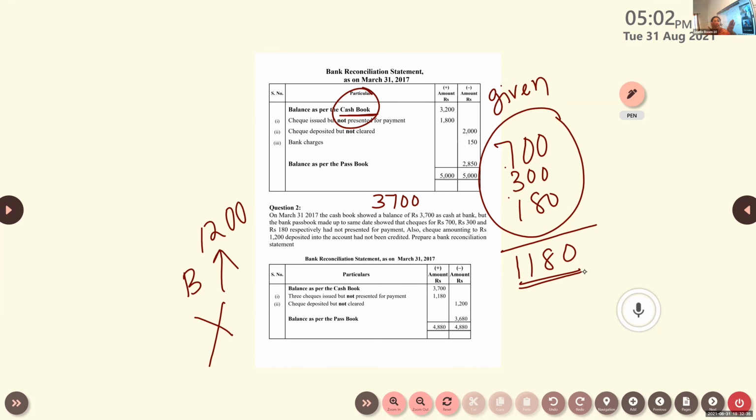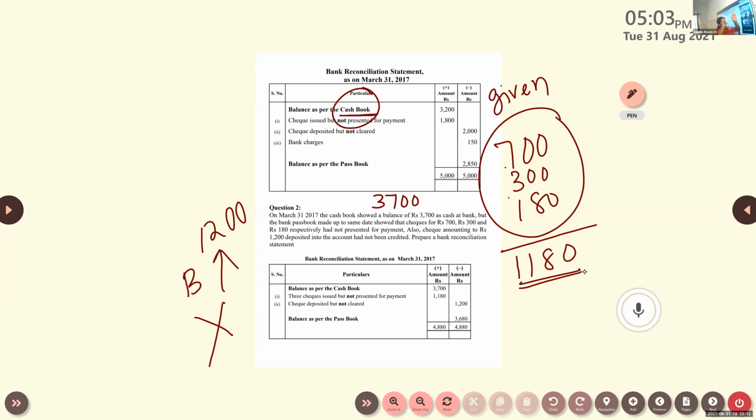These checks were issued. Look at the hands, please. Passbook on the left hand, cash book on the right hand. Issued means what? It gone, it went. Passbook is up, cash book is down. That amount is not gone from the bank account. It is still there in the bank account, but not there in the cash book. Okay, so make it equal. Bring it up.